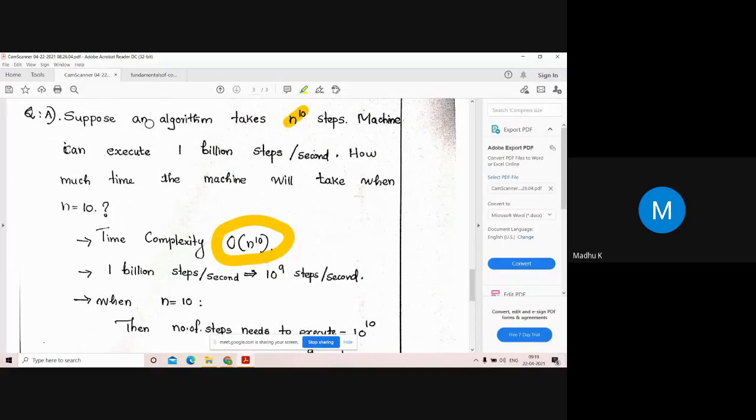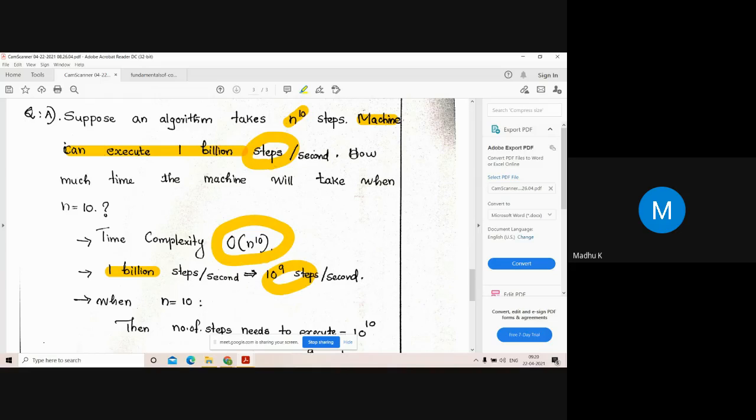So suppose you developed an algorithm that takes n raised to 10 steps, and you are trying to run it on a machine. Suppose the machine can execute 1 billion steps per second. You can write it this way: 1 billion is 10 raised to 9. So the machine can execute 10 raised to 9 steps per second.